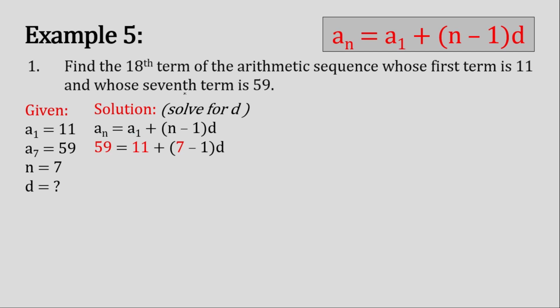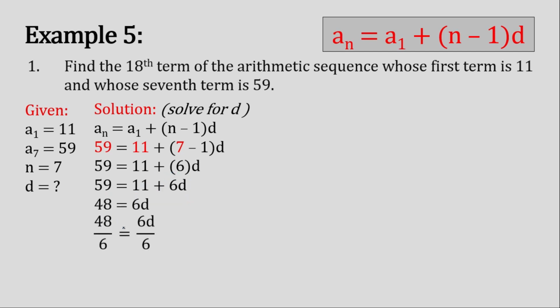Now let's try to compute for this. So we have 59 is equal to 11 plus 6d. Now let's eliminate 11 in such a way that 6d will be isolated. So let's subtract 11 on both sides. We have 59 minus 11, we have 48. Next, we just divide both sides by 6 to single out d. So 48 divided by 6 is 8. So the common difference is 8.